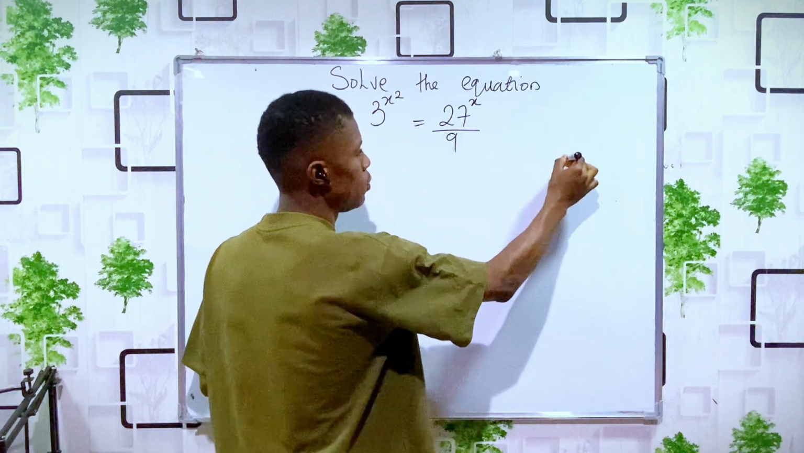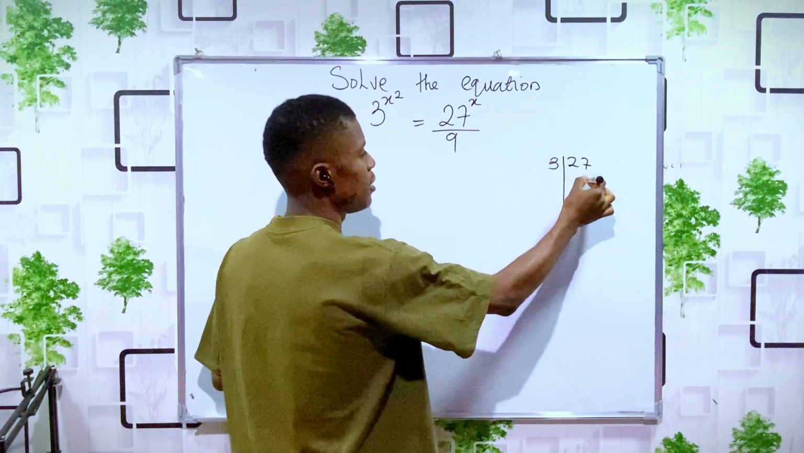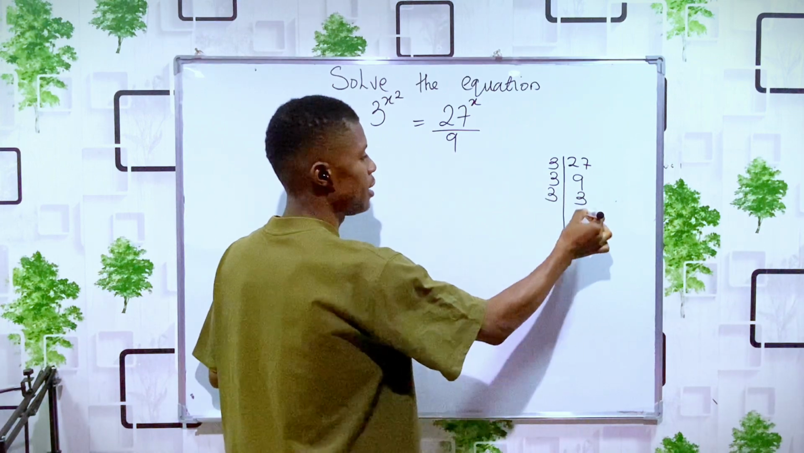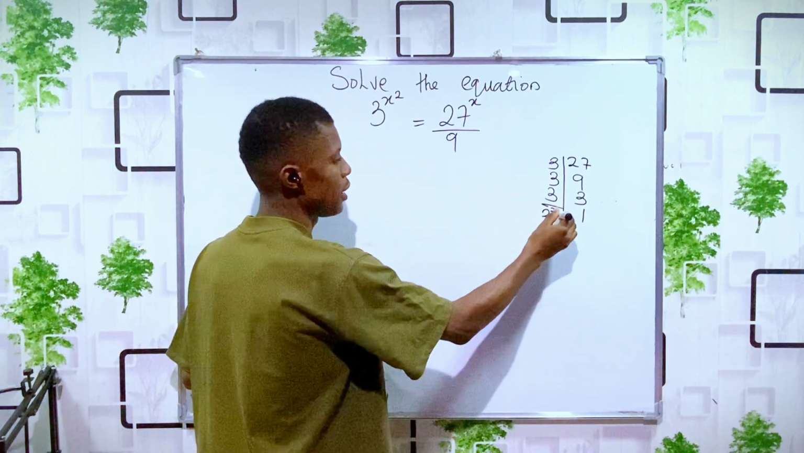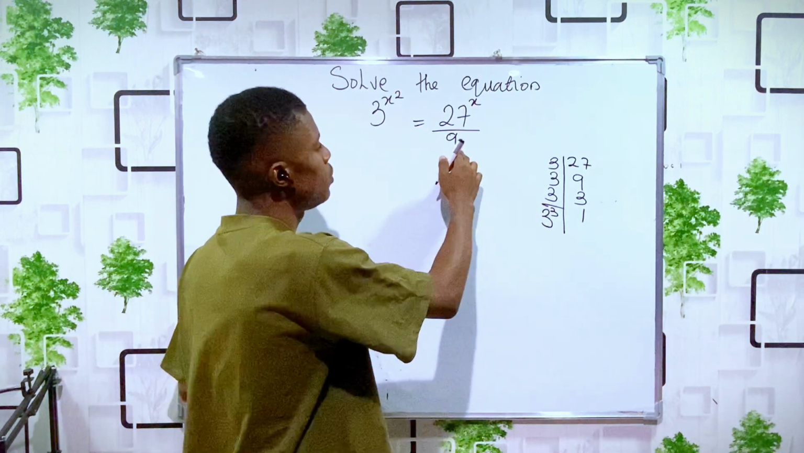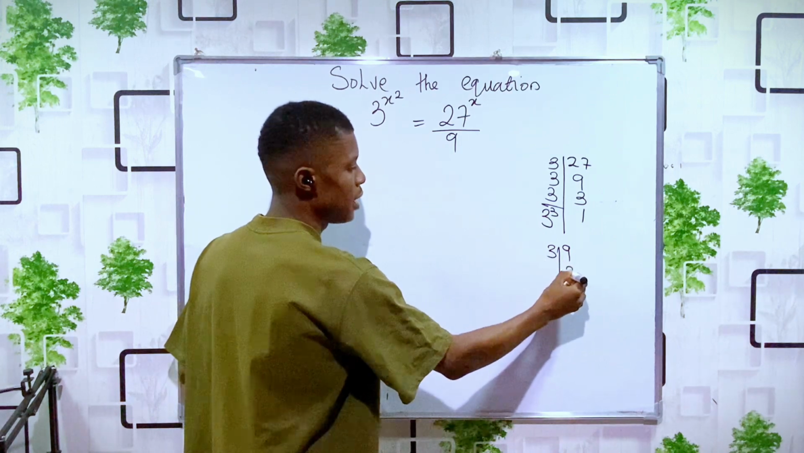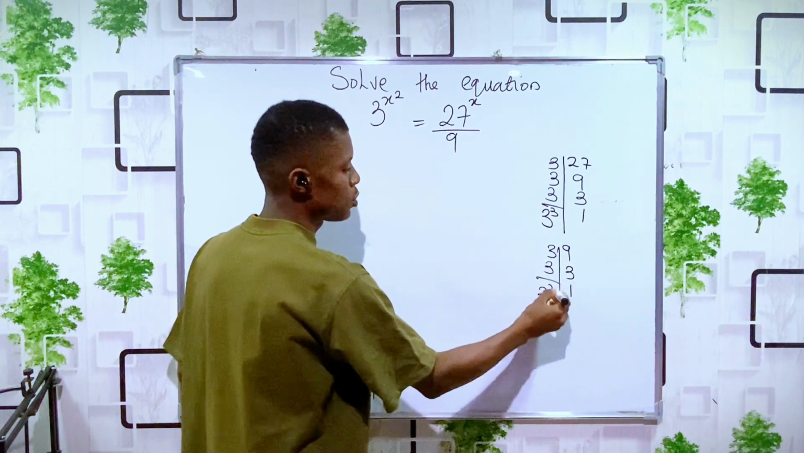So if you take a good look at the first number, 27, you divide by 3, you have 9. You divide by 3, you have 3. You divide by 3, you have 1. That means 27 is 3 to the power of 3. Then if you look at 9, if you divide 9 by 3, you have 3. If you divide 3 by 3, you have 1. So 9 is 3 squared.